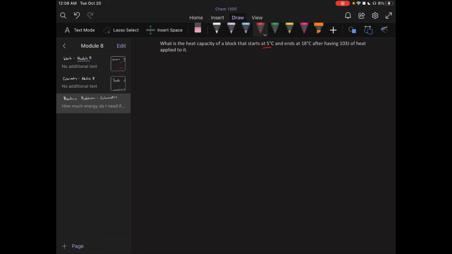So heat capacity of a block that starts at 5 degrees Celsius, all right, so we're given temperature initial, and then 18 degrees Celsius, so that's temperature final, and then we have Q of 103 joules of heat. Okay, and we're looking for heat capacity. So remember that heat capacity is C, and it's not the same as specific heat capacity. Specific heat capacity is S, heat capacity is just C. And we're looking for C, sorry. So we'll keep this as variable C.